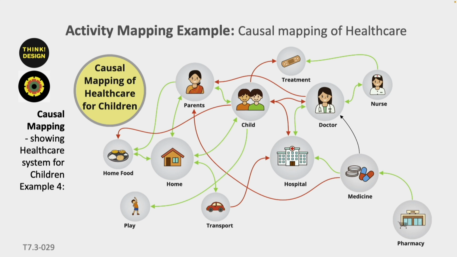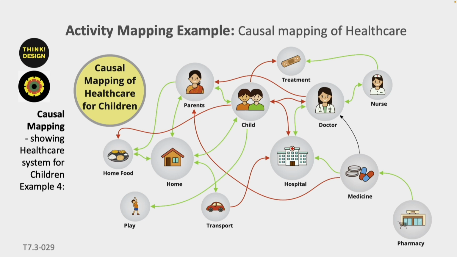The positive interactions are shown in green, the negative interactions are shown in red. The positive ones are things that have to happen, and there is a method of making them happen, and the red ones show some reluctance. For example, the child is reluctant to meet the doctor, reluctant to get the treatment, and reluctant to always eat the home food, but very happy to play. So there are some positive things.